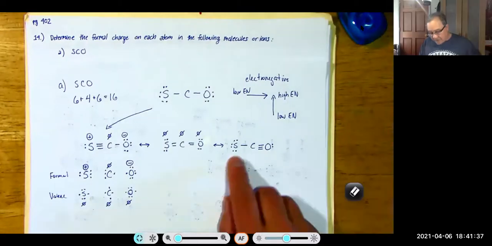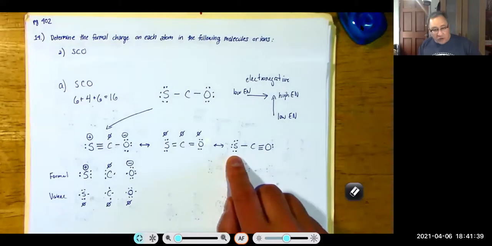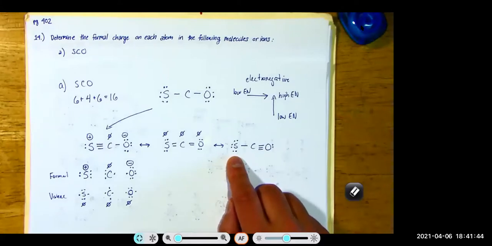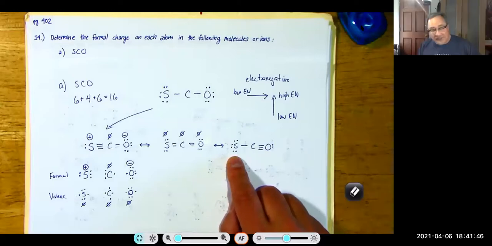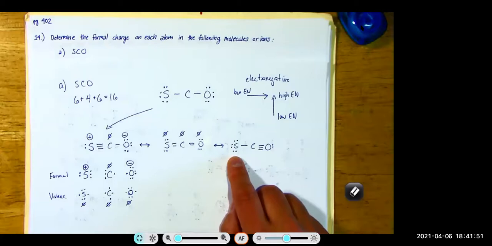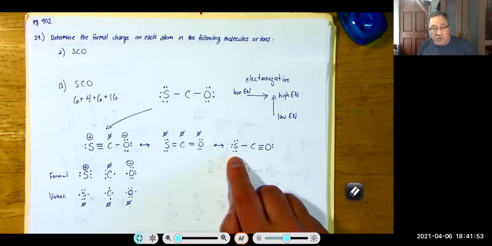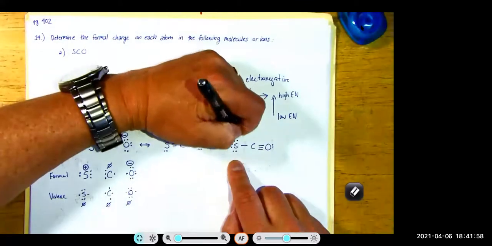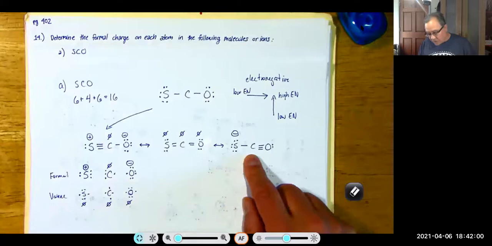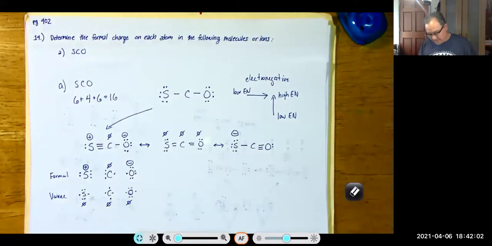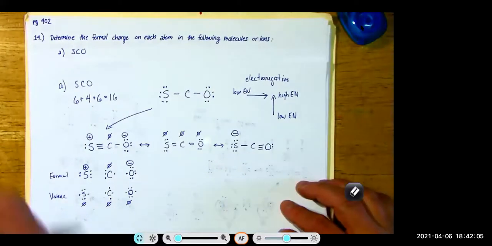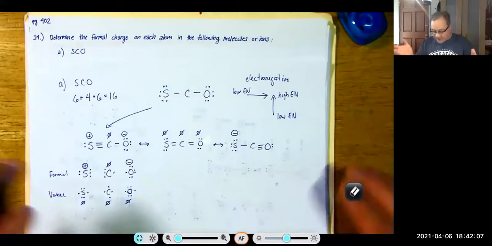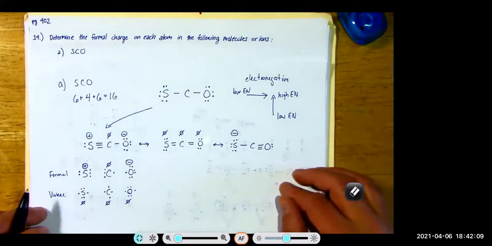How about this sulfur here? How many electrons should sulfur have if it were neutral? 6. Correct. How many does this have formally? 7. So what's its charge when it has an extra electron? Negative. That's right. How about this carbon? What's its formal charge? No, it's formal charge. Sorry, I keep getting confused.